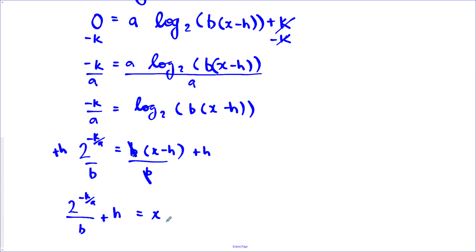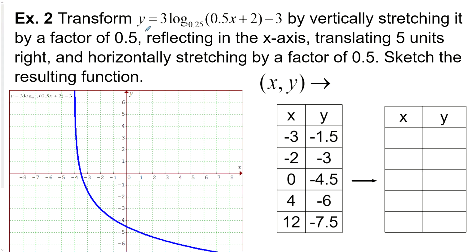x-intercept. We want to transform this equation here, which looks like it already has transformations on it. We want to stretch it vertically by a factor of 0.5, reflect in the x-axis, translate 5 units right, horizontally stretch by a factor of 0.5. We want a sketch of the resulting function. There's two different ways we could do this.